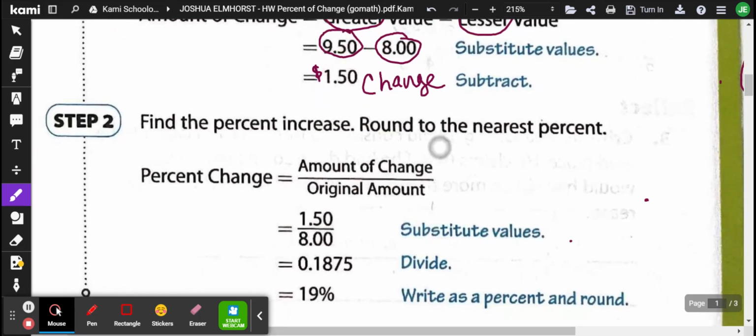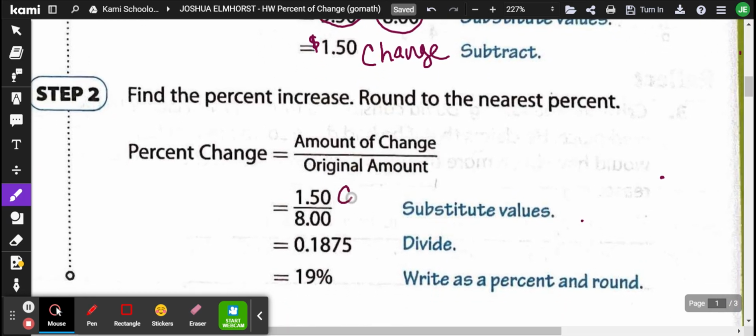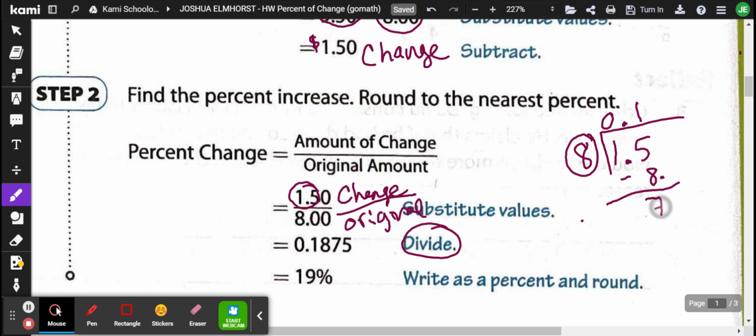In order to change that $1.50 into a percent, we're going to put the change over the original, and we're going to do that by dividing. We take $1.50, 1.5 being divided by 8. There is no decimal on the outside, it's a whole number, so we can move the decimal up. 8 goes into 1 0 times. 8 goes into 15 1 time, 1 times 8. Then we subtract, we're left with 7.